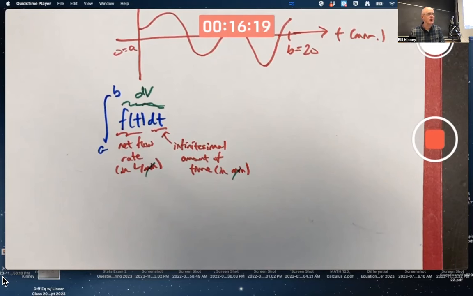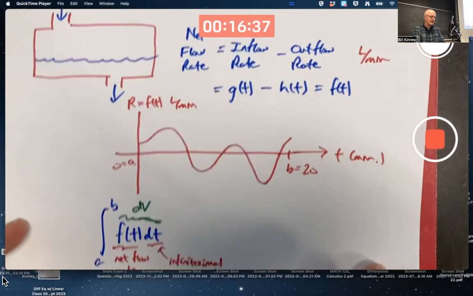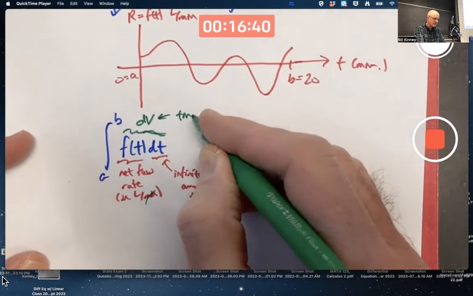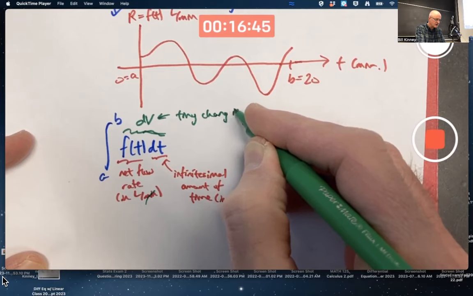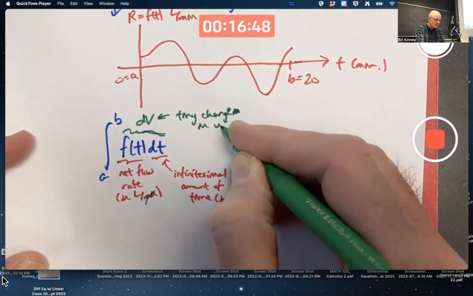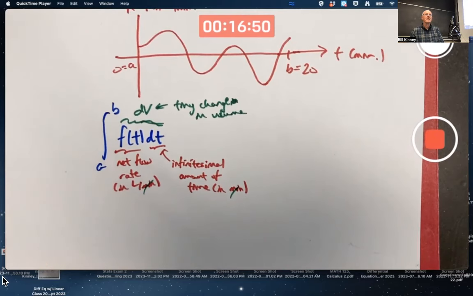For this example, this wouldn't work for other examples. It wouldn't work for rabbits migrating in and out of Minnesota. You'd want to call it dP, perhaps, for change in population, if it was rabbits or people. I'm calling it dV to emphasize that for this example, I'm thinking of it as a change in volume. Tiny change in volume. I could say infinitesimal change in volume. The notation is just meant to be suggestive. Okay.